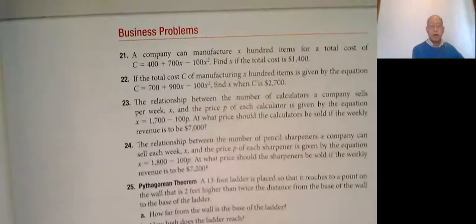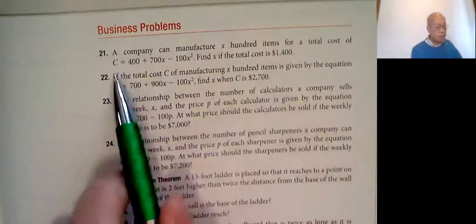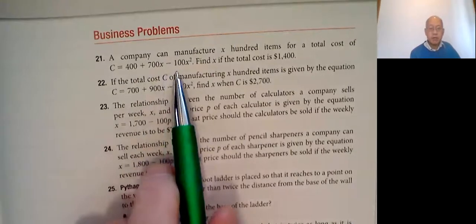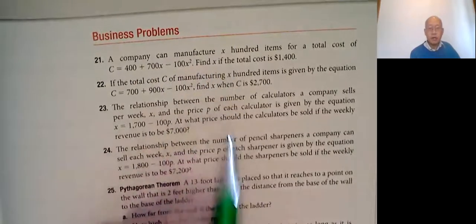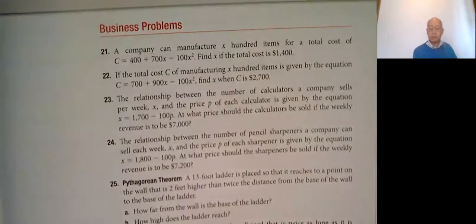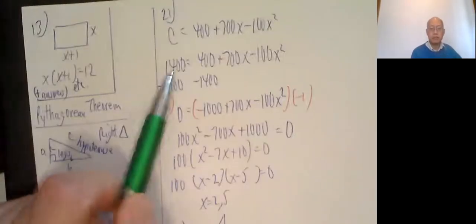Okay, 21. A company can manufacture x hundred items for a total cost of C equals 400 plus 700x minus 100x squared. Find x if the total cost is 1,400. Okay, so that means I plug in 1,400 right here. So this was the C, plug in 1,400.